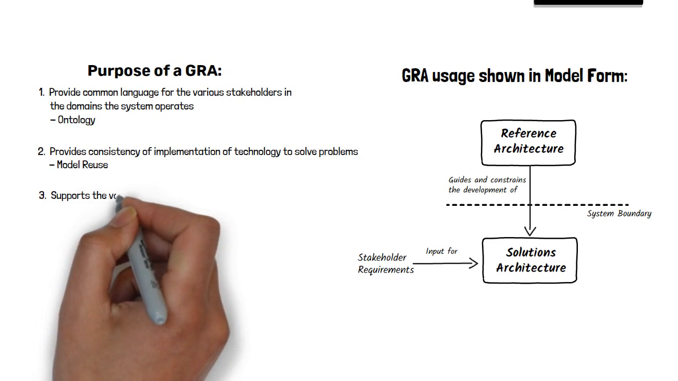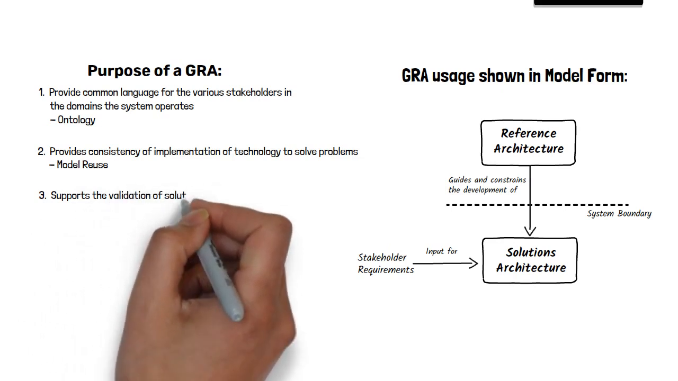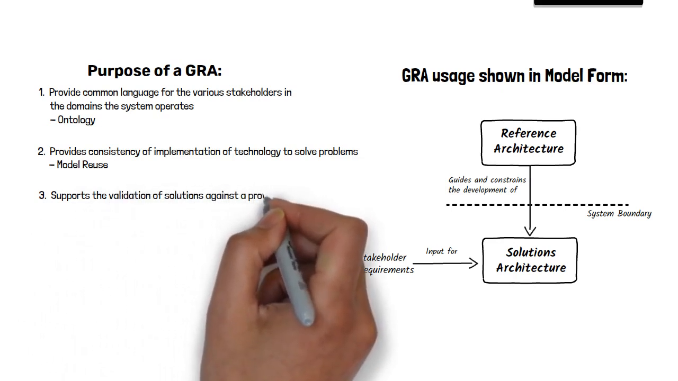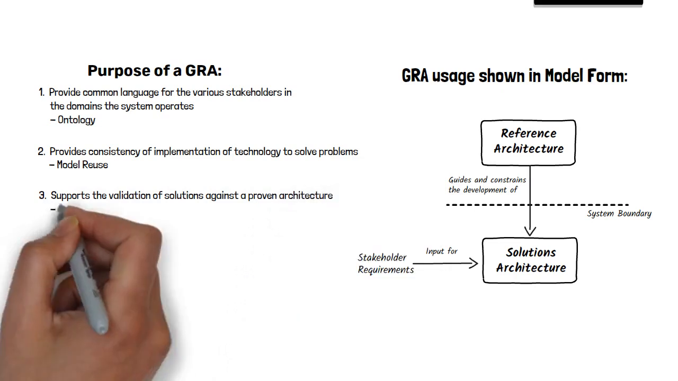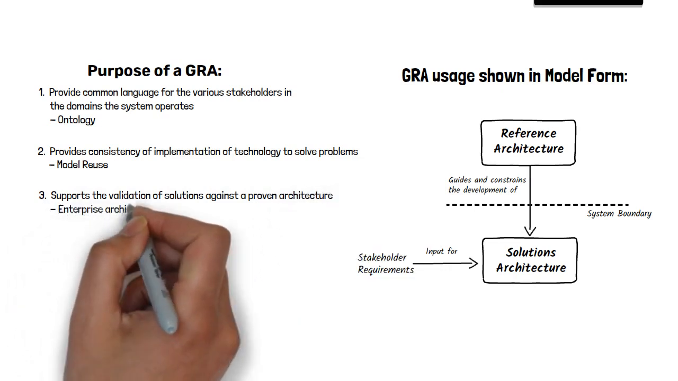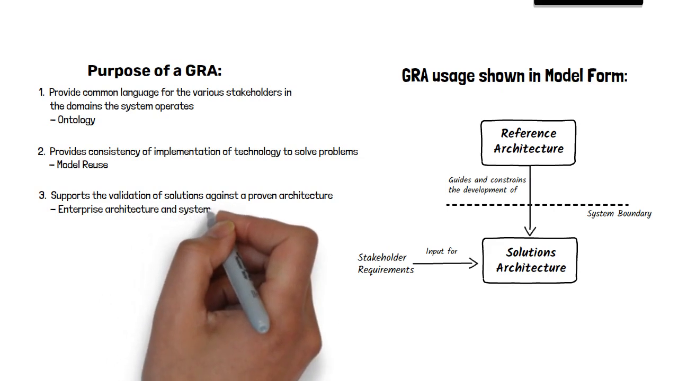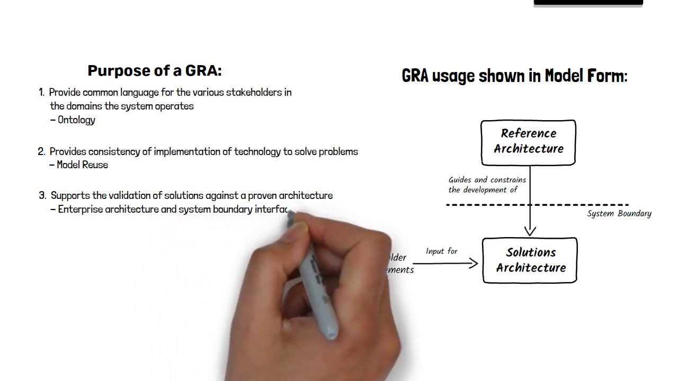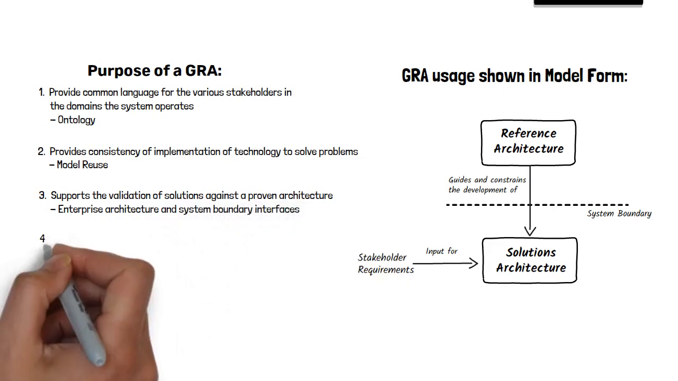Third, the GRA supports the validation of solutions against a proven architecture. This is performed mainly with enterprise architectures where a system links to other systems. The interfaces at those boundaries would be checked against the reference architecture, especially if the other systems already exist.